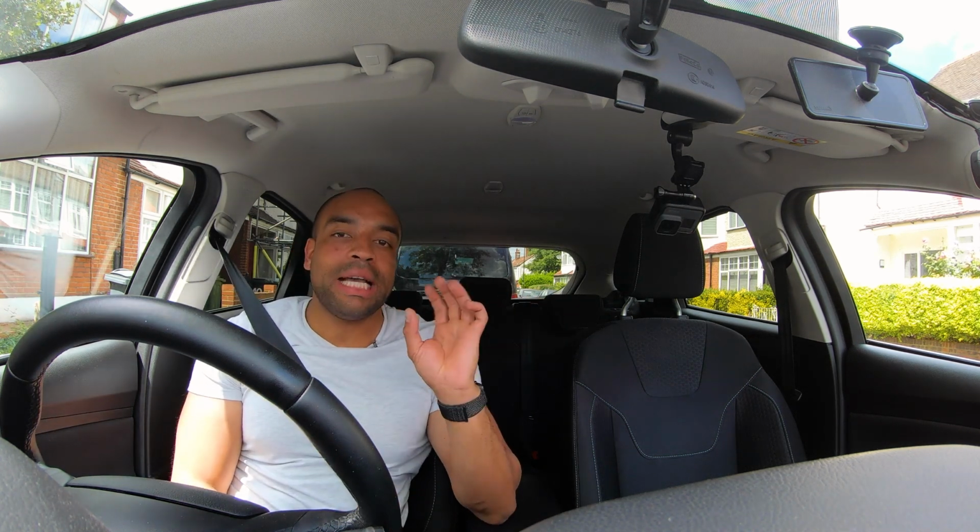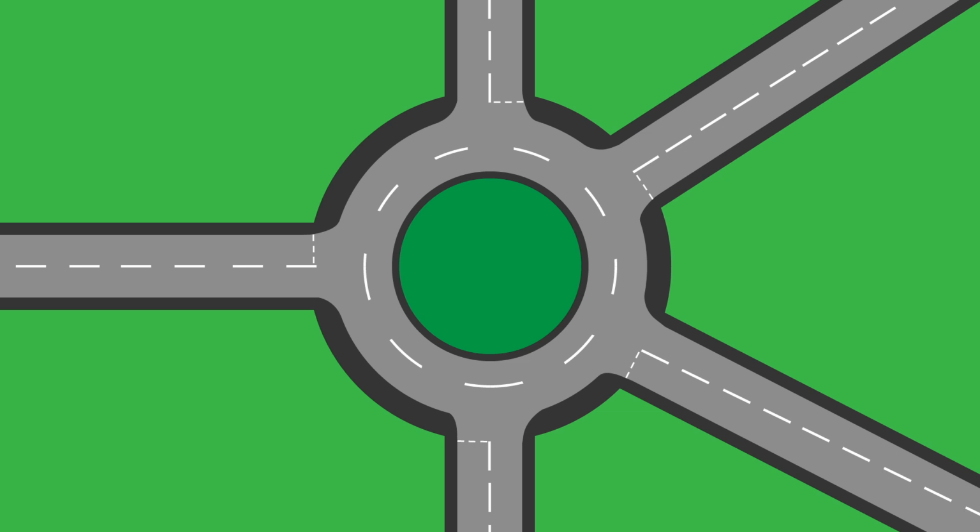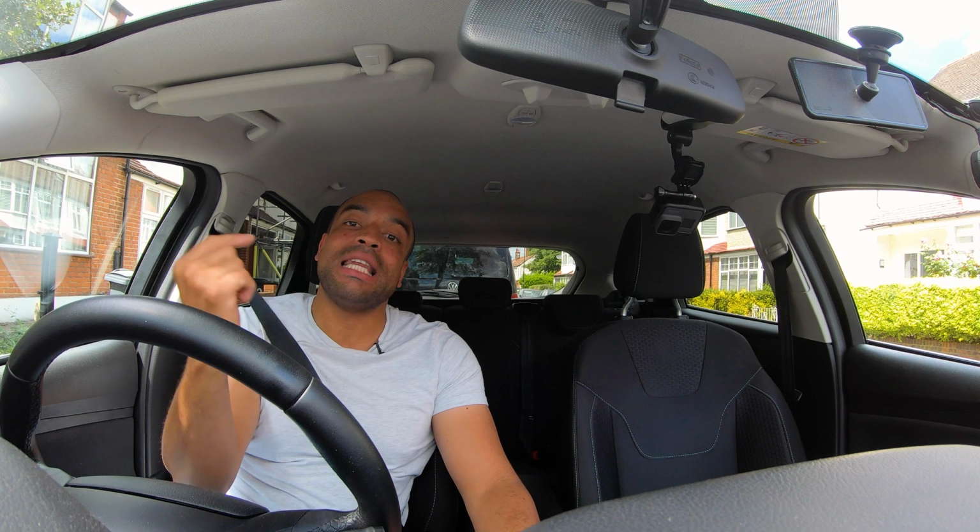Now let's talk about what is an entrance and an exit to a roundabout. The entrance to the roundabout is this one. The exit to the roundabout is this one. So as I've passed the entrance, that's when I can signal left to show I'm leaving at the next exit.